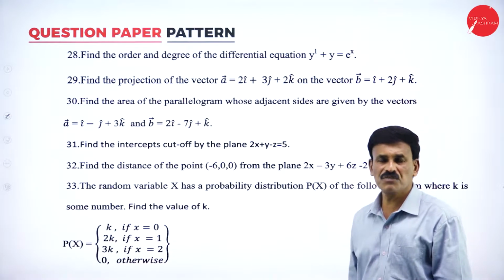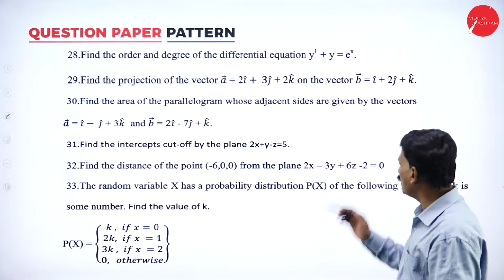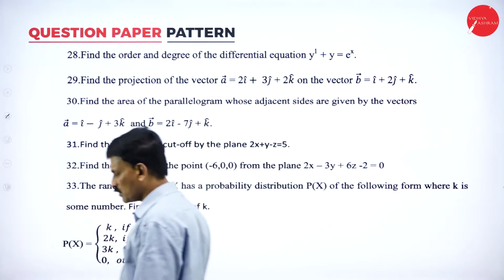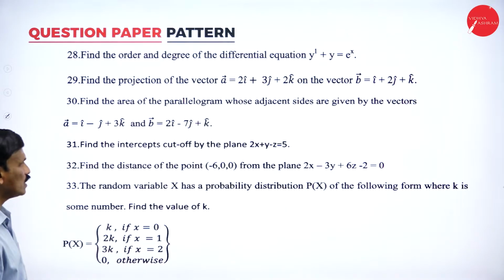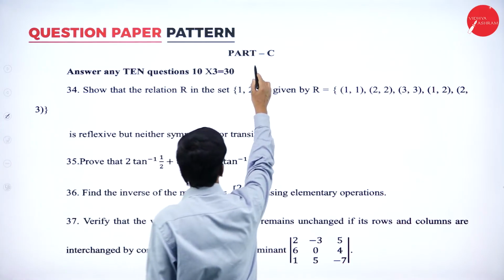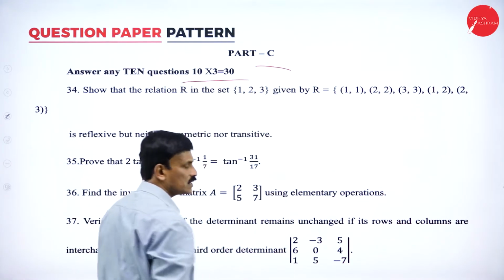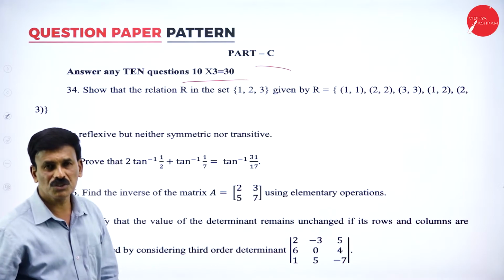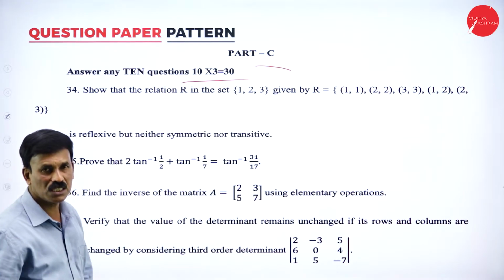Now, in part C for 3 markers, what are the questions we will have? See, these are the questions for 2 marks, right? Now, let us come to part C. In part C, you have to answer 10 out of 18 questions. Each question carries 3 marks.